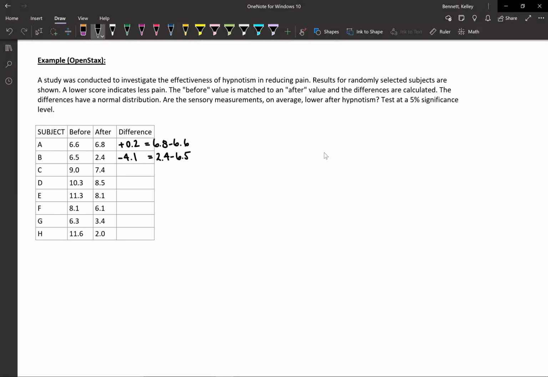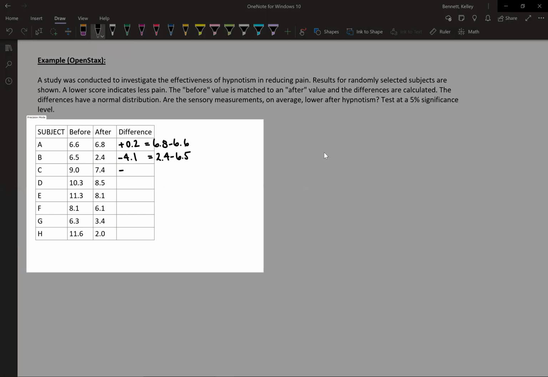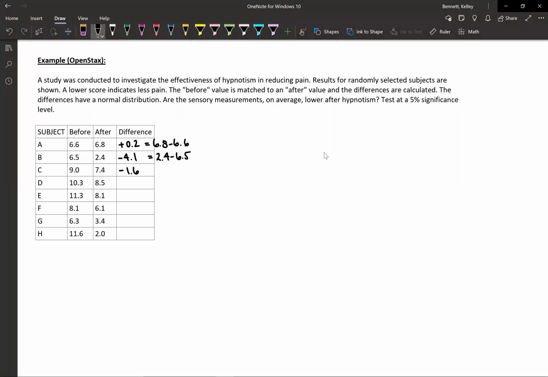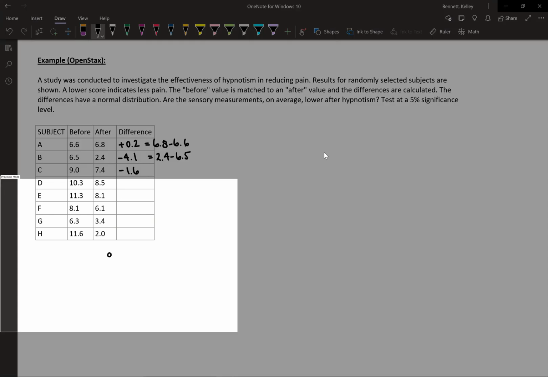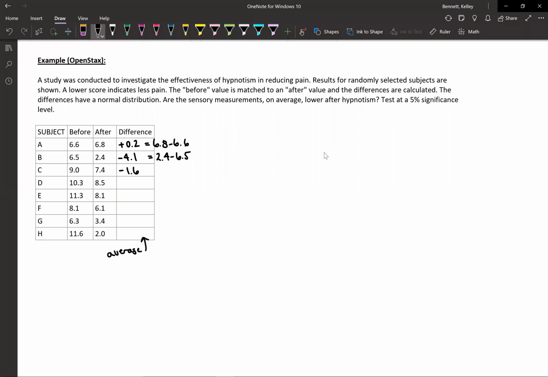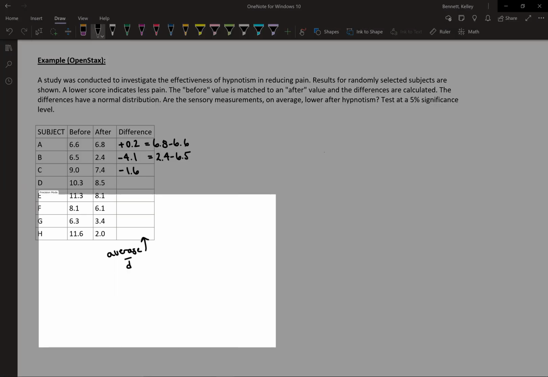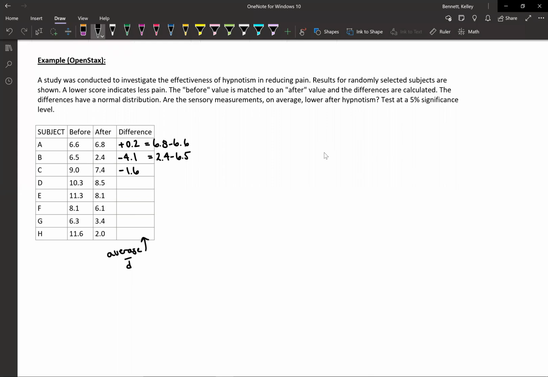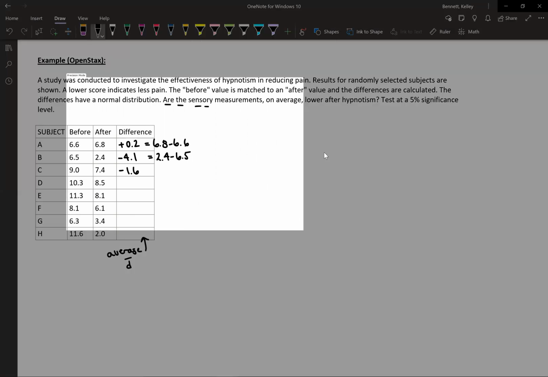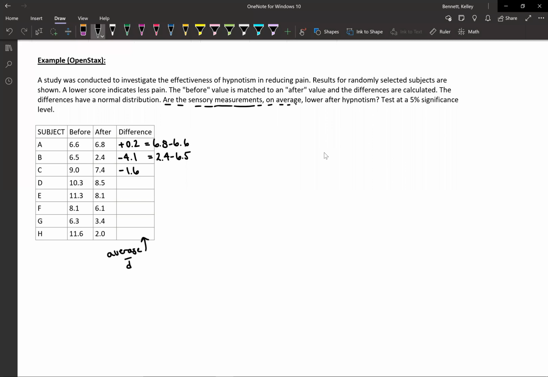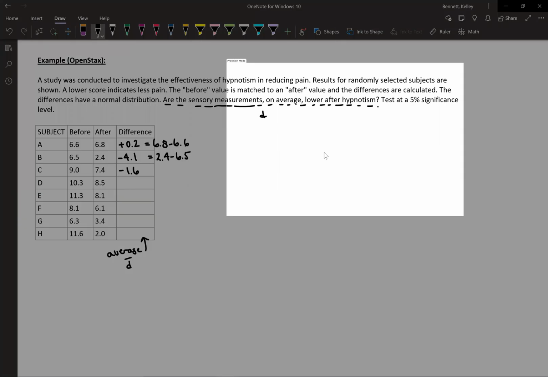And I can actually do this for all of these. And what I'm going to do is after I get all of these, I'm going to take the average of all of these differences. That becomes D bar. That's our sample mean. And we're going to compare that to our null hypothesis. So what is our null hypothesis? Are the sensory measurements on average lower after hypnotism? Did pain go down?